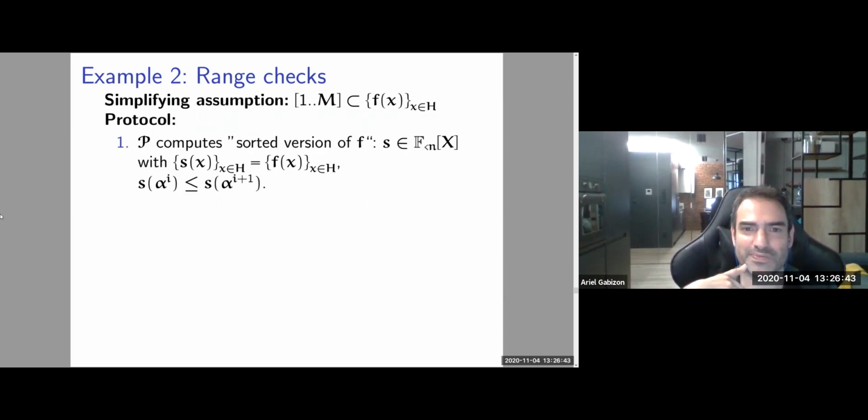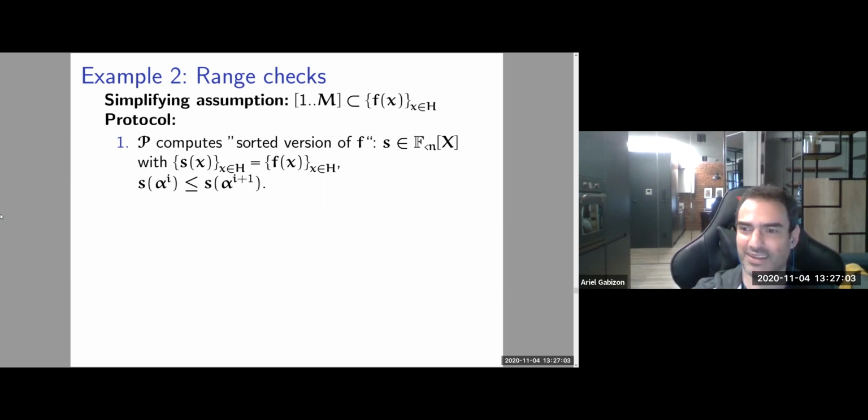So how does the protocol work? The prover will compute a sorted version of f. So just some other polynomial s that has the same values, counting multiplicities.